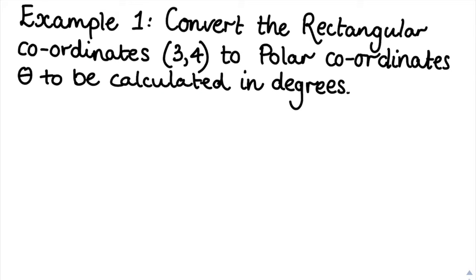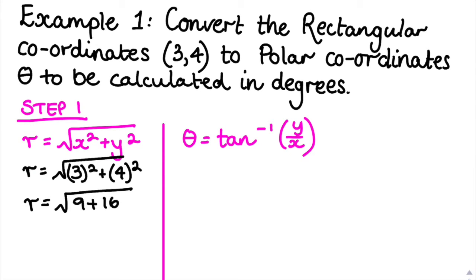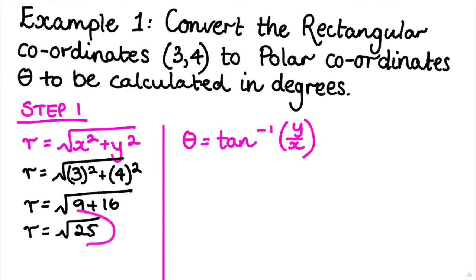We're asked to convert the rectangular coordinates 3, 4 to polar coordinates. Step 1, let's substitute our values for x and y into these equations. For r, we have the square root of 3 squared plus 4 squared. That gives us the square root of 25, which of course is 5.